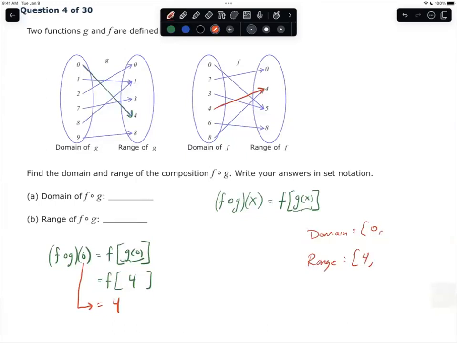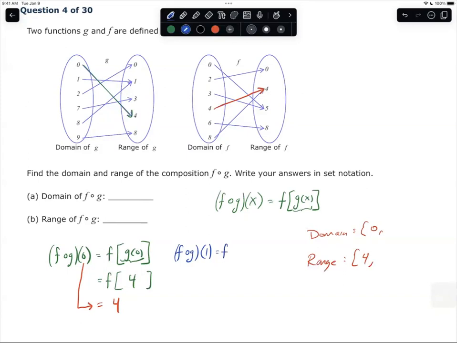Okay. Does everybody see that? I plugged in 0 into f of g and I got 4 out of it. Okay, let's try another one. F of g of 1.